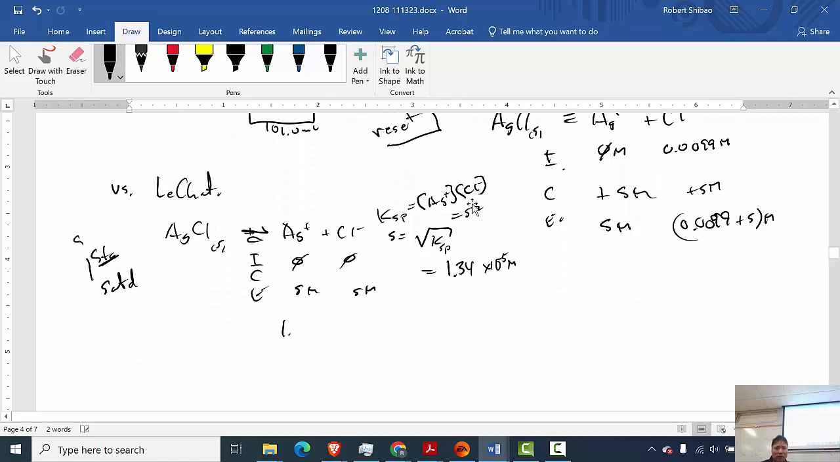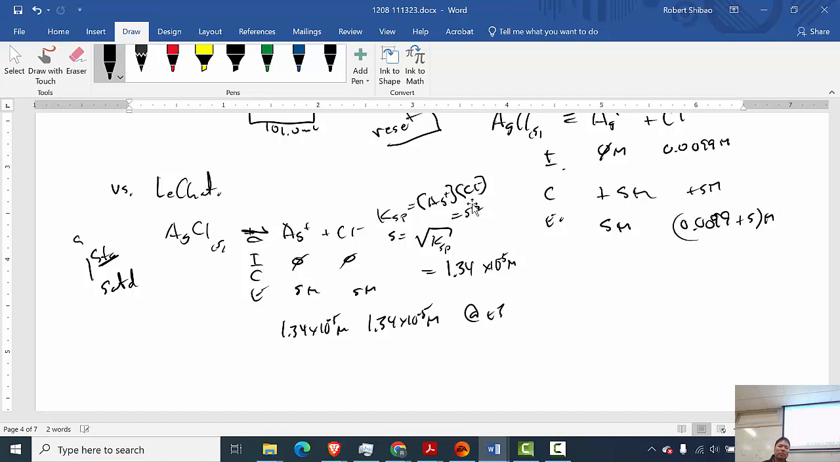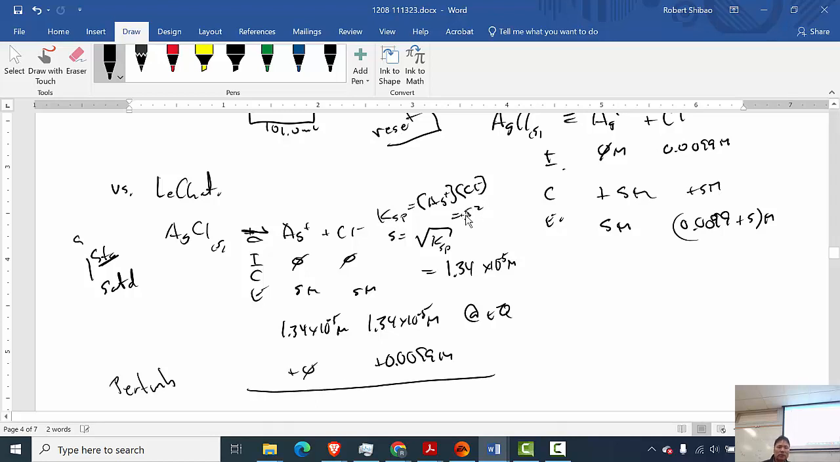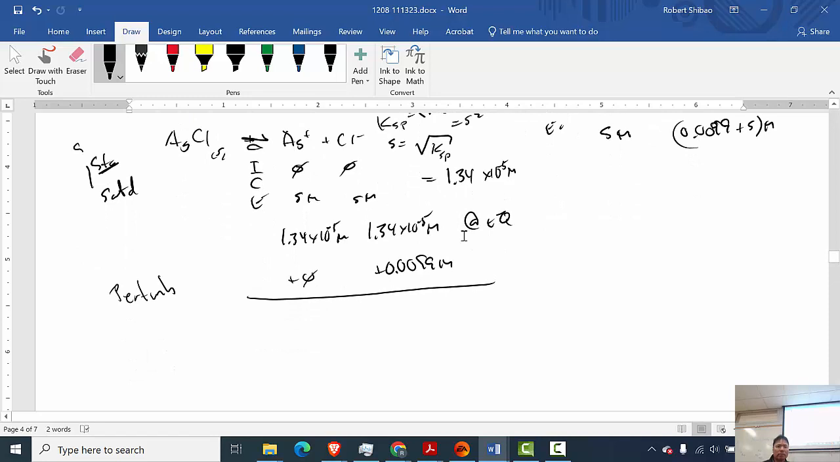And so I have 1.34 times 10 to the minus 5 molar and 1.34 times 10 to the minus 5 molar. So this is at equilibrium. And then I'm going to perturb it by adding some additional chloride. How much chloride? 0.0099 molar. This is going to be 0 here, plus 0 silver, I'm just adding more chloride.